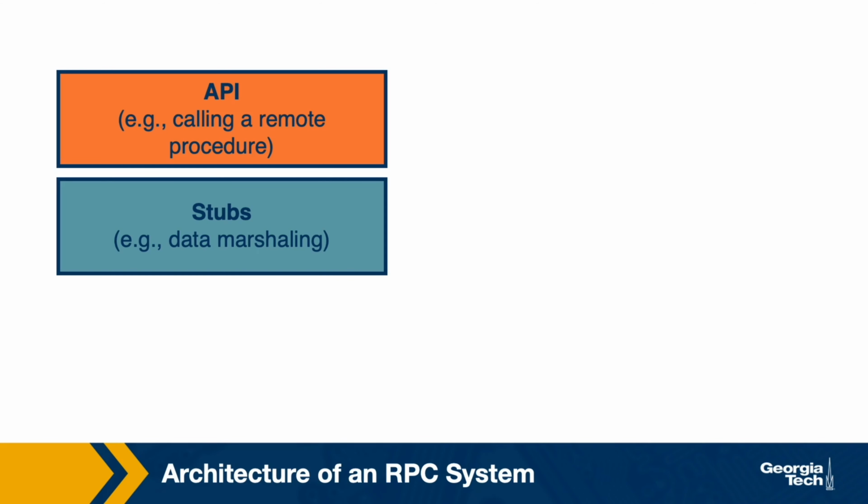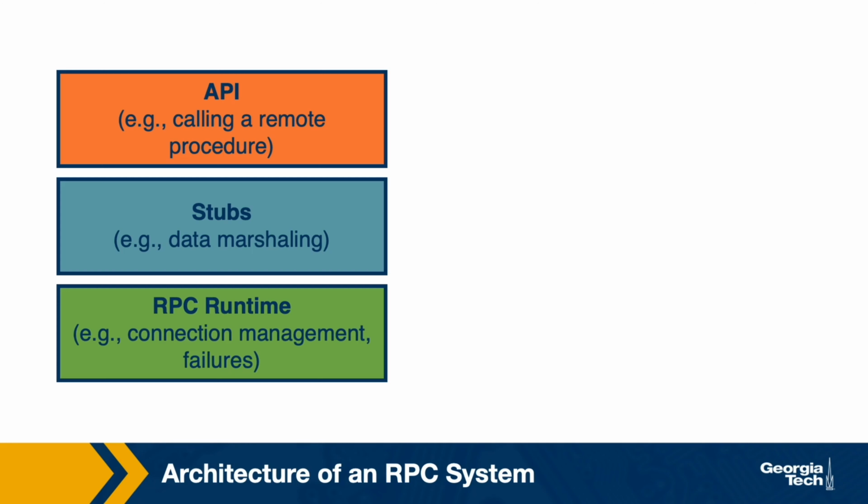This layer has knowledge about the remote procedure, its arguments and results, and will perform all steps required for marshalling and unmarshalling of the data and parameters. At the lowest level is the RPC runtime, responsible for tasks such as connection management, sending and receiving data, dealing with failures, etc.